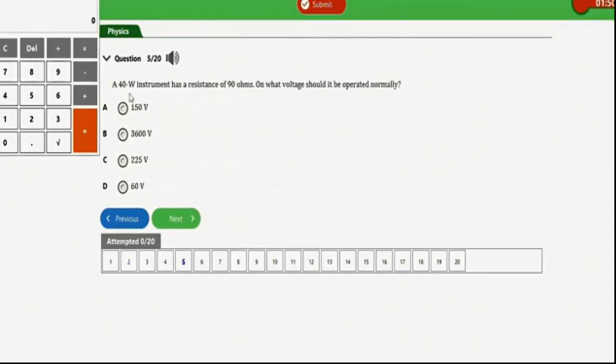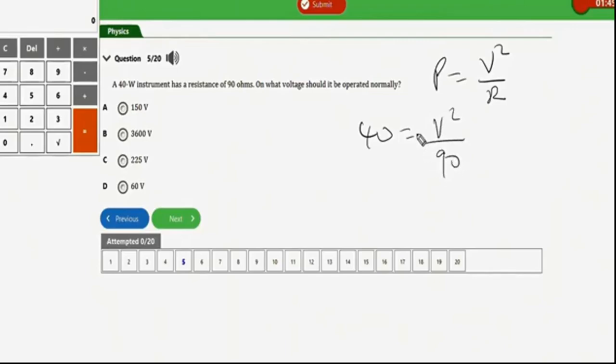It says a 40-watt instrument has a resistance of 90 ohms. On what voltage should it be operated normally? So we are looking for the voltage. In this question, since current is not given, we can use power equals V squared over R. So our power is 40 equals V squared over R, where V is what we're looking for.